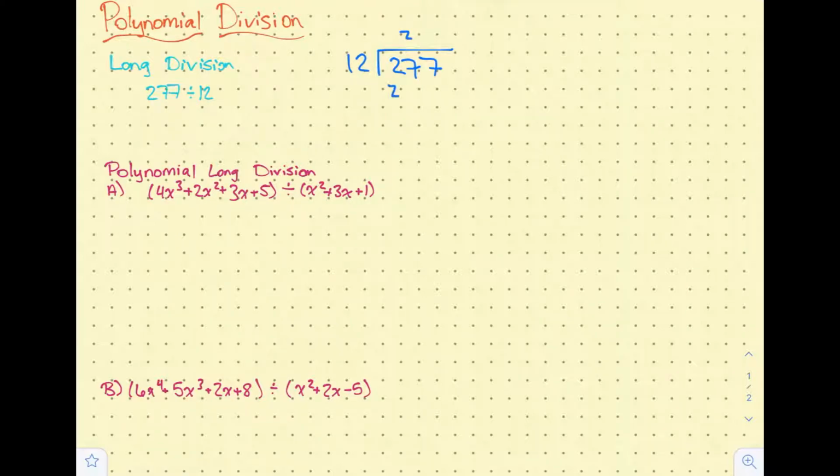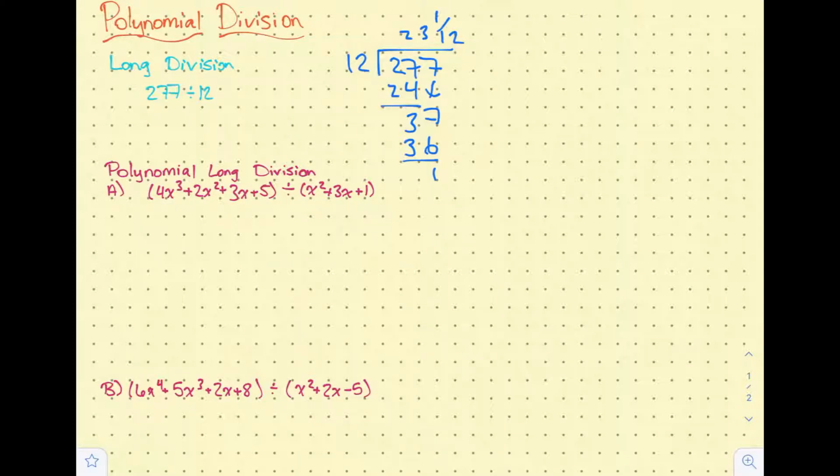We multiply 12 by 2. We subtract down, and then we bring down the next term. 12 goes into 37 3 times. Now we have two options here. We could leave that 1 as our remainder, or we could drop a 0 and get a decimal. What we're doing is going to be much more analogous if we treat it as a remainder. So we'll have 23 and 1/12.